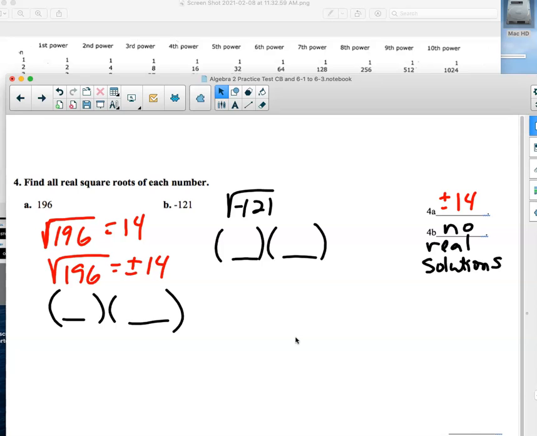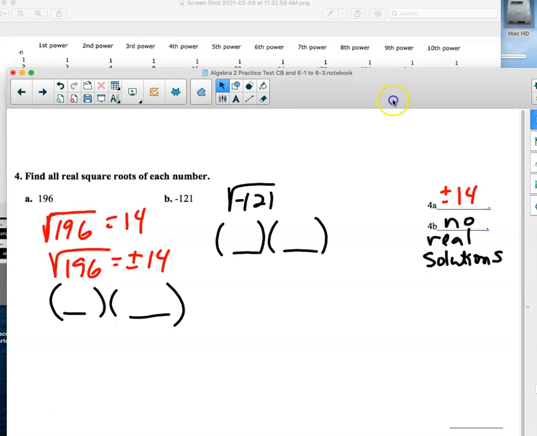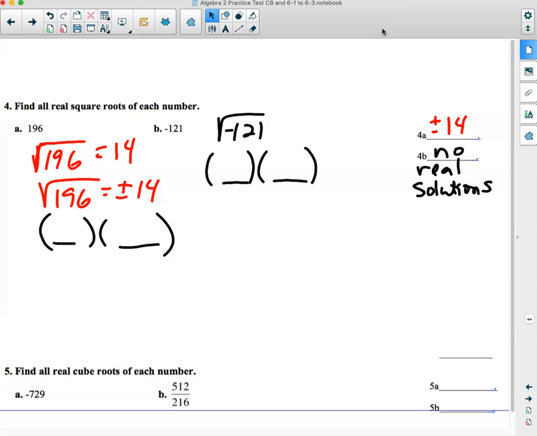As basic as that for those 2 problems. Again, you double check, you make sure that you did everything you were supposed to do, find all the square roots of each number. We did it.